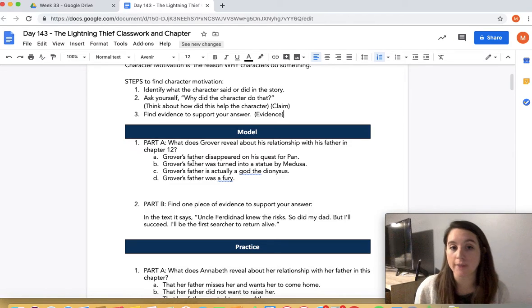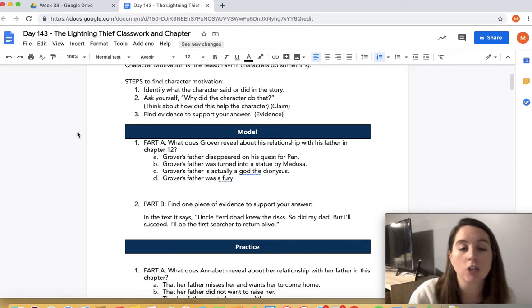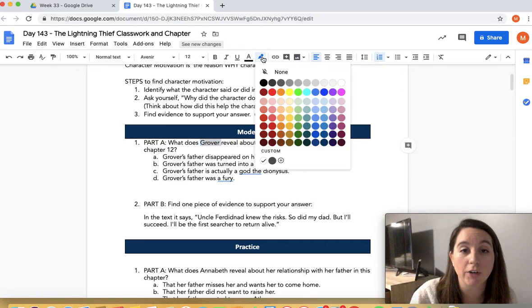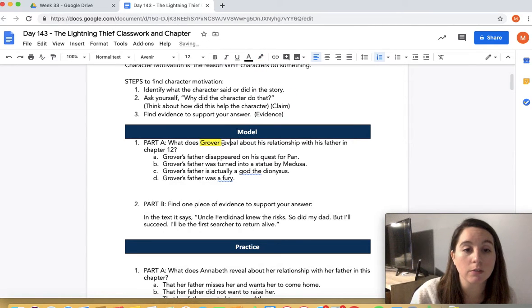So, we read chapter 12 yesterday. So, we're actually going to start with yesterday's example. What does Grover reveal about his relationship with his father in chapter 12? First, we want to be able to identify or mark up our question. So, we're looking for Grover. What does Grover reveal? Reveal means show us. His relationship with his father.